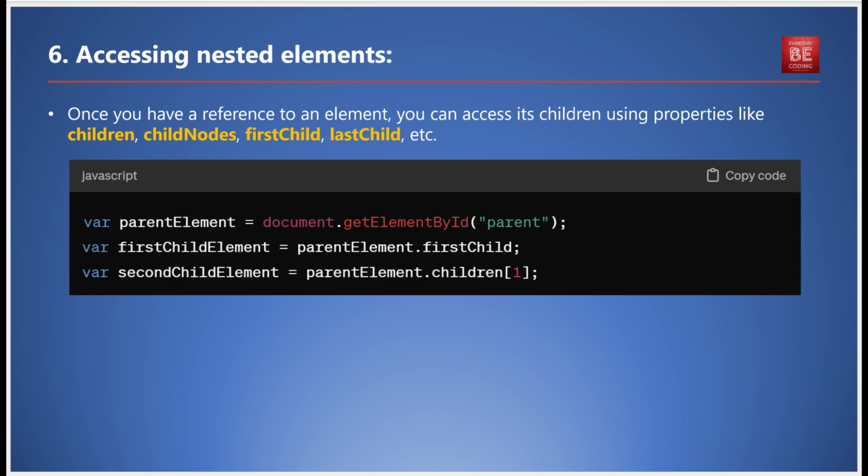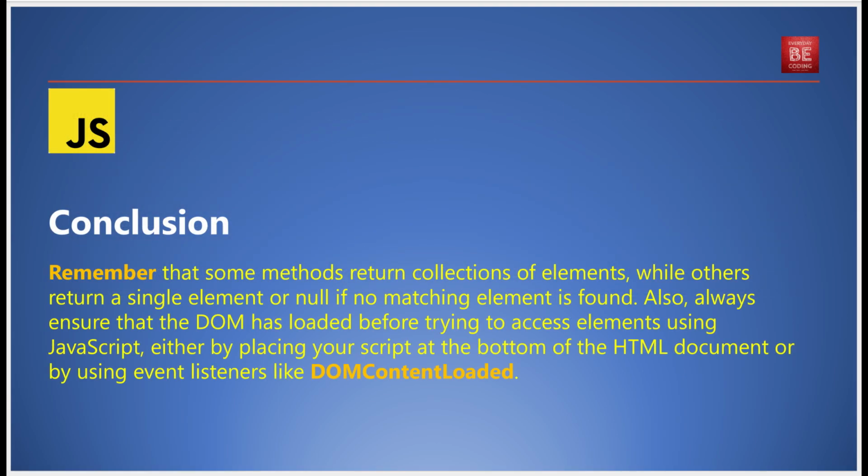This code fetches the first and second child elements of the parent element. To sum up, some methods return collections of elements, while others return a single element or null if no matching element is found. Always ensure that the DOM has loaded before trying to access elements using JavaScript. You can do this by placing your script at the bottom of the HTML document or by using event listeners like DOMContentLoaded. And that's a wrap on accessing elements in JavaScript.